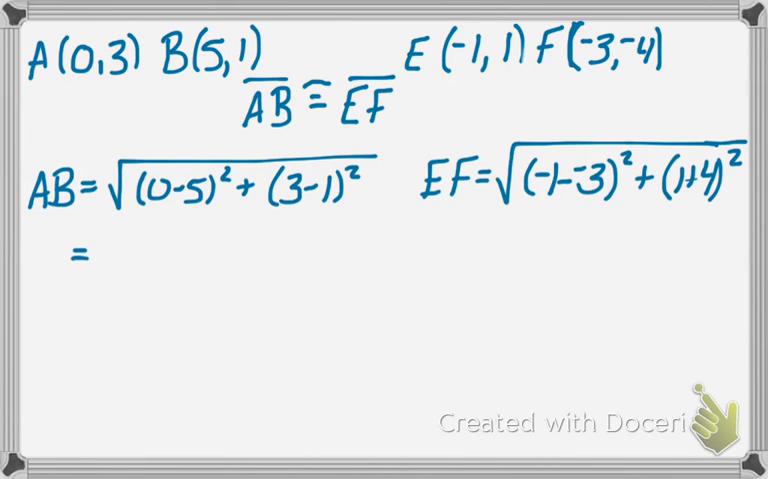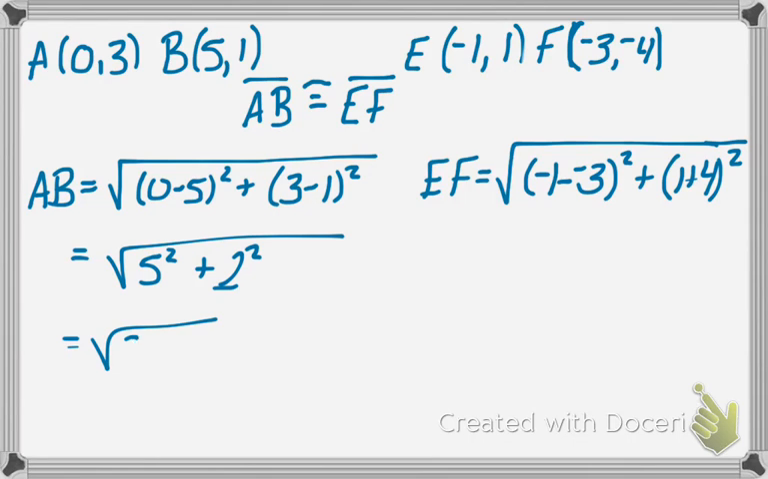So this would end up being 5 squared. This is 2 squared. So I get 25 plus 4. And I'm just going to leave that as the square root of 29.